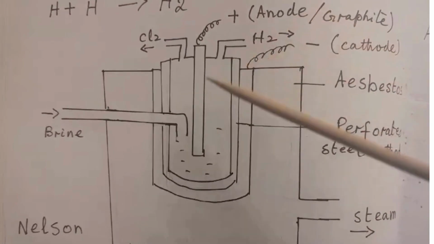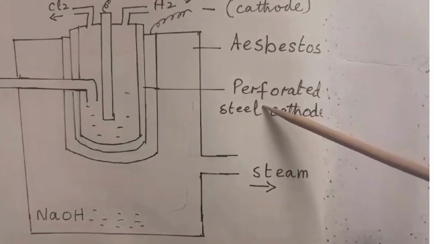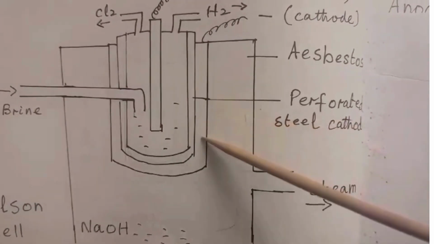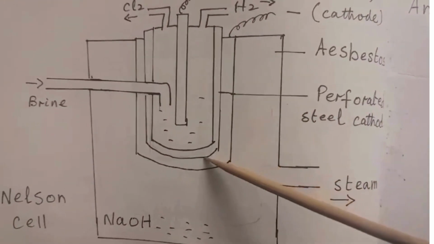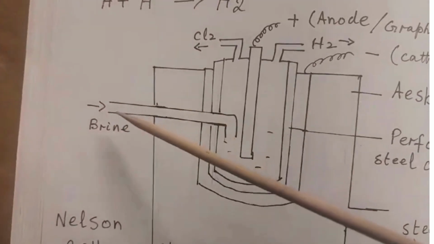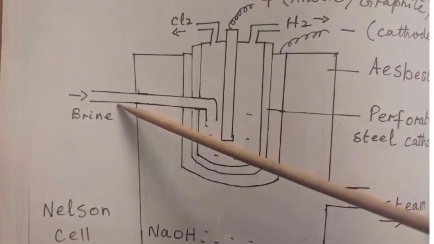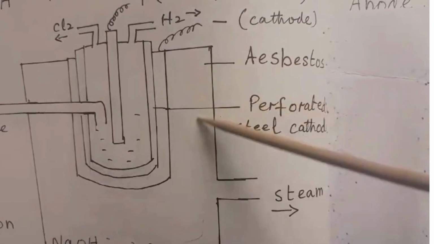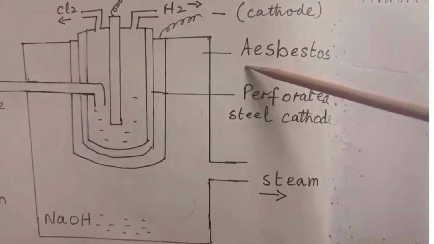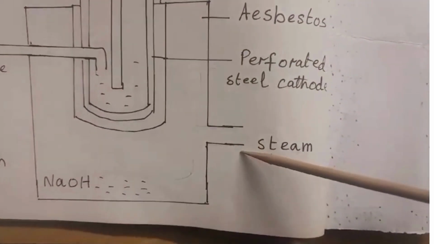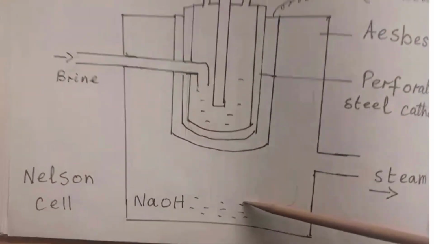The anode is made up of graphite or the carbon, and the cathode is made up of perforated steel. This is the cathode, which is the perforated steel. Perforated means it has pores in it. From this opening, the brine or the concentrated solution of NaCl is added. The sides of this electrolytic cell are made up of heat resistant material, asbestos, and this is the opening from where the steam goes out, and at the base the sodium hydroxide deposits.